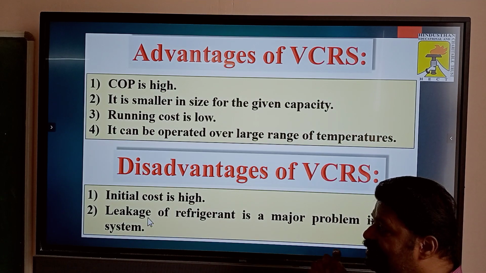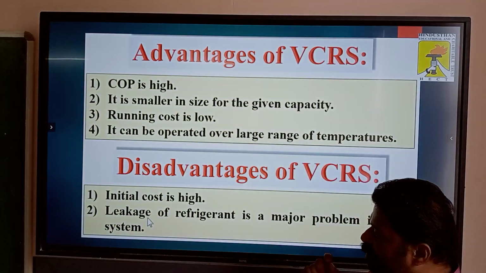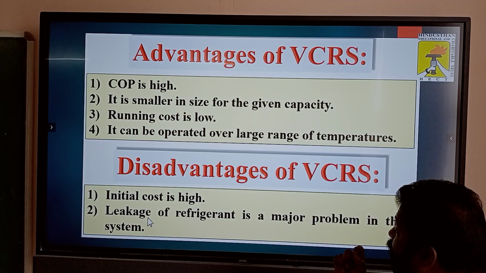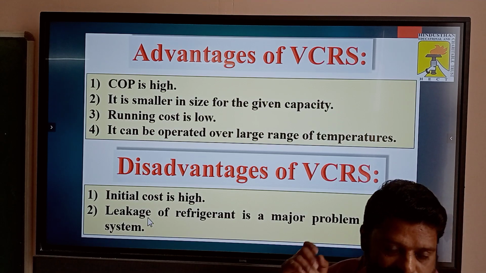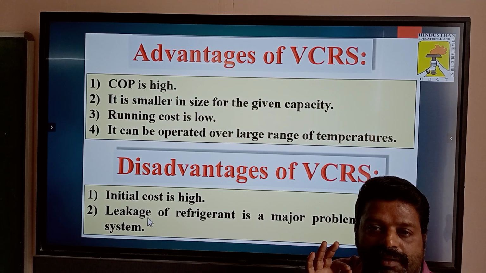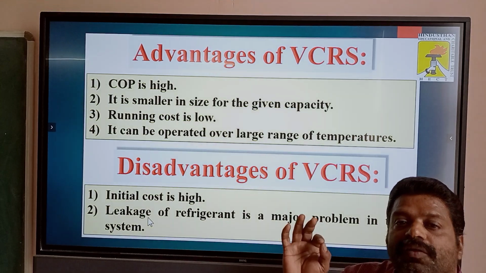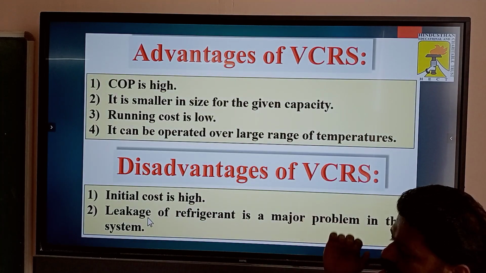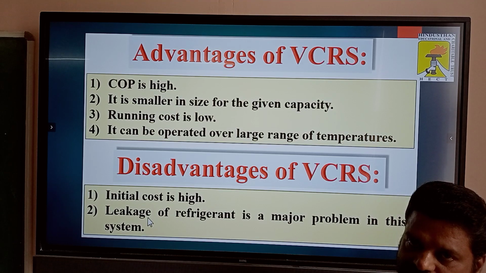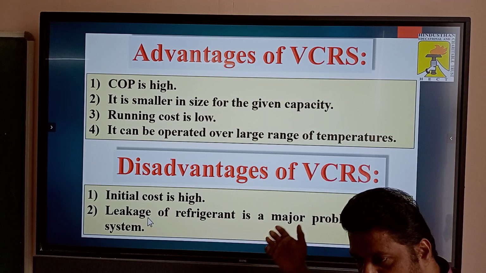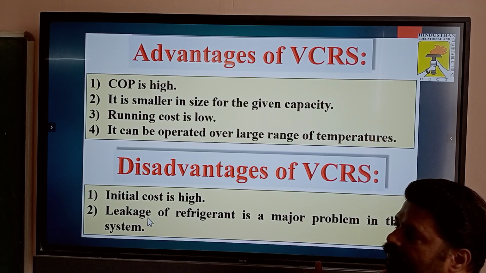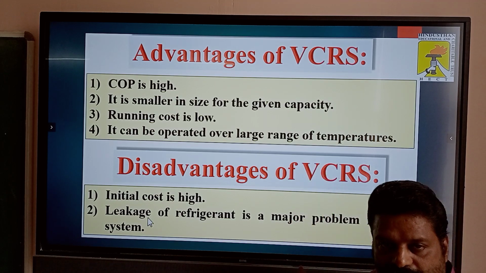Disadvantages: initial cost is high, and leakage of the refrigerant is a major problem in the system. That is the problem in this system. That covers the disadvantages. So that is the working of the vapor compression refrigeration system, with its advantages and disadvantages.